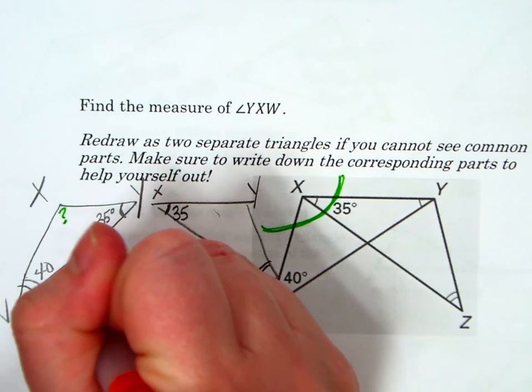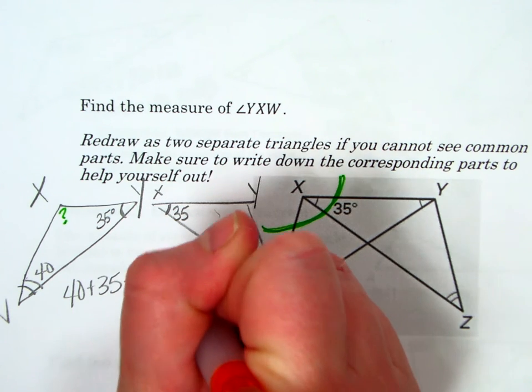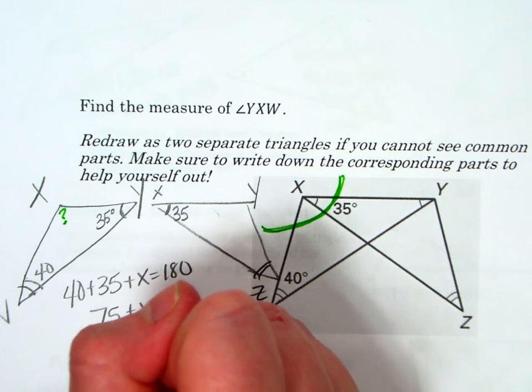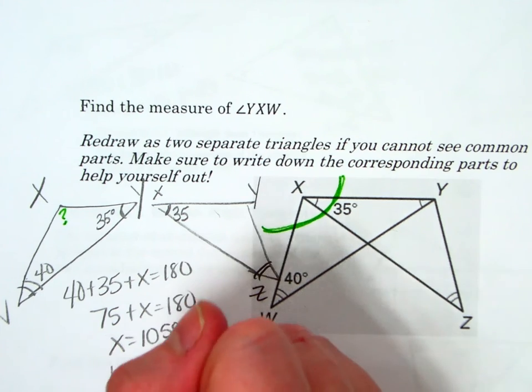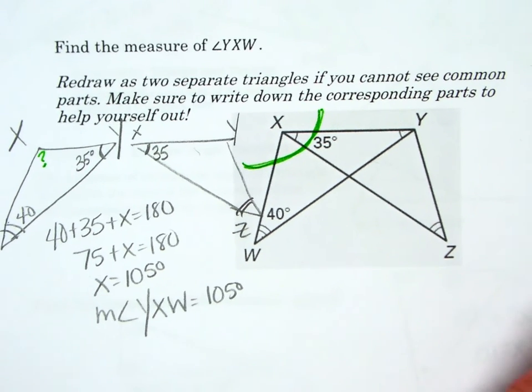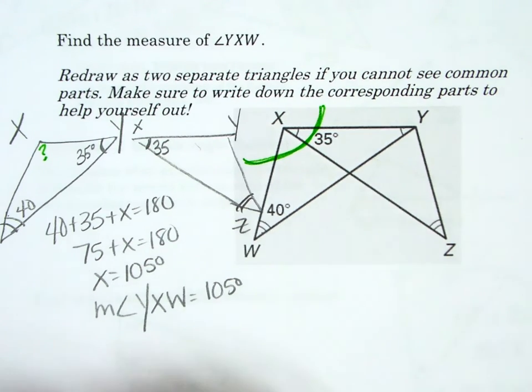Well, 40 plus 35 plus X equals 180. 75 plus X equals 180. X equals 105 degrees. So the measurement of angle YXW is equal to 105 degrees. So corresponding parts, if you're unsure, you could write out all the corresponding parts. Drawing the pictures apart separately helps you do that.